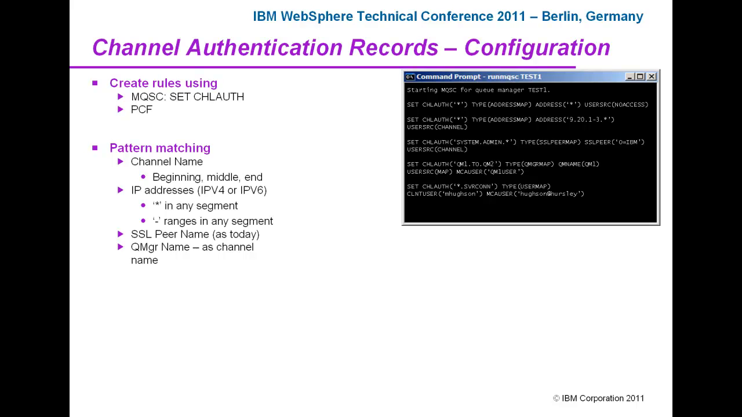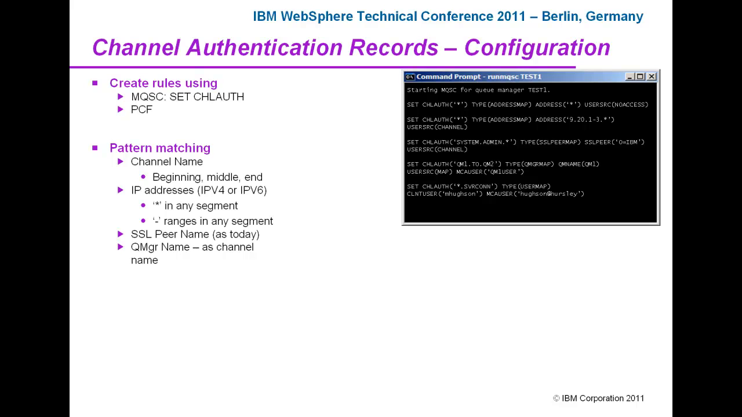Here's a way to actually set an MCA user. So I now say user source map, and I provide an MCA user to be used, and that will override anything that was previously on the channel definition. We'll only use what's on the channel definition if you say user source channel. User source map is in fact the default, so you don't have to say user source map. That will be assumed if you don't say user source anything else.